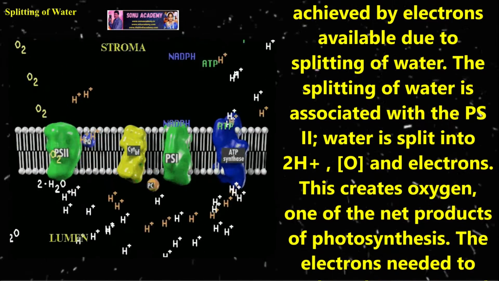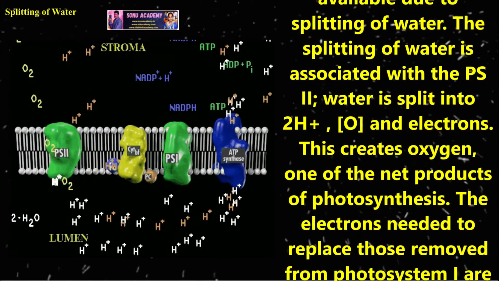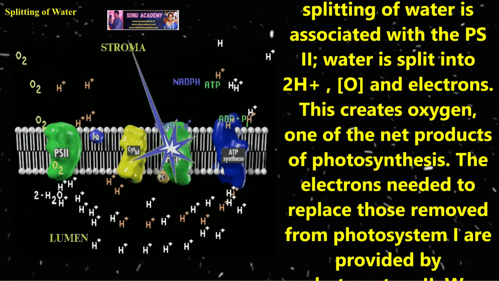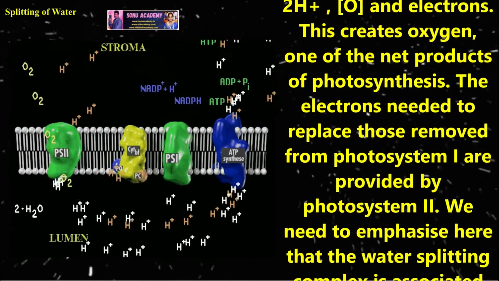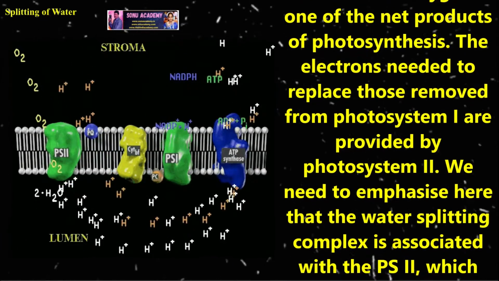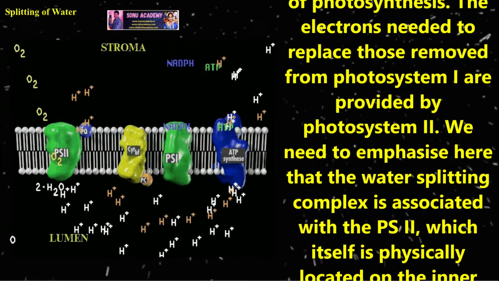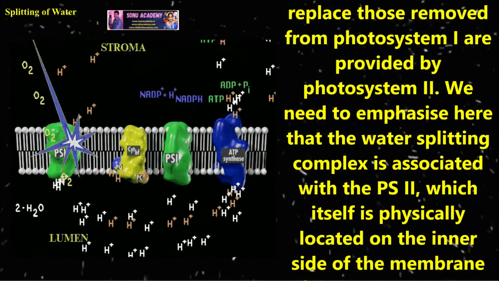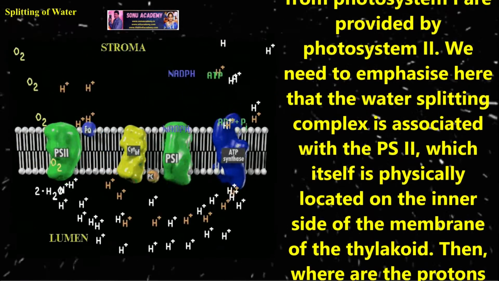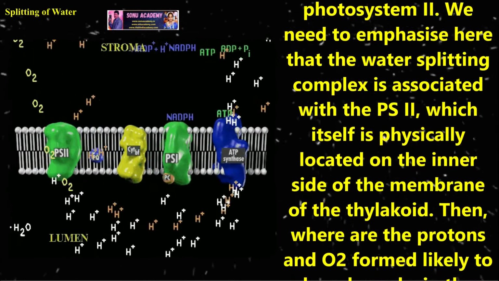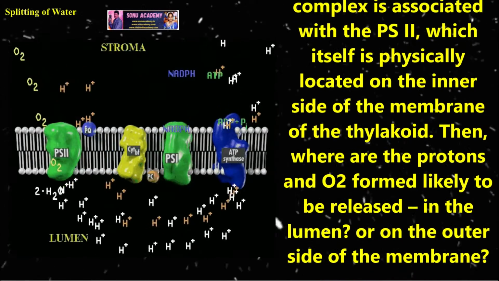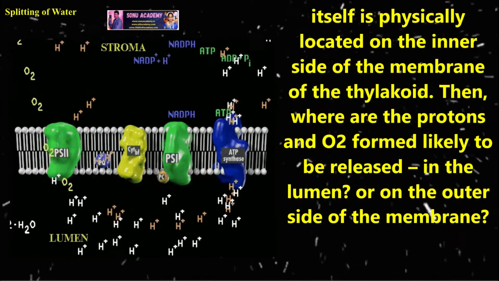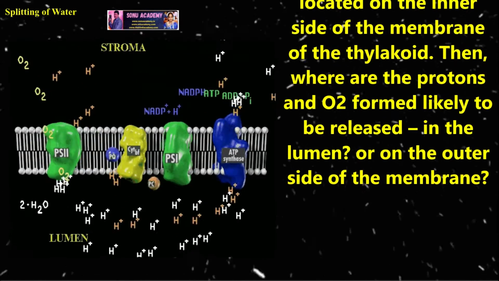Water is split into 2H+, O and electrons. This creates oxygen, one of the net products of photosynthesis. The electrons are needed to replace those removed from photosystem 1 and are provided by photosystem 2. Children, we need to emphasize here that the water splitting complex is associated with the PS2, which itself is physically located on the inner side of the membrane of the thylakoid.